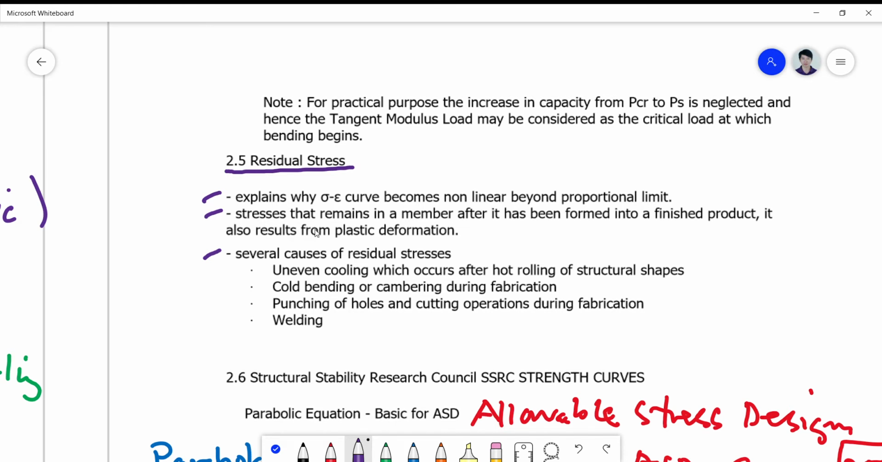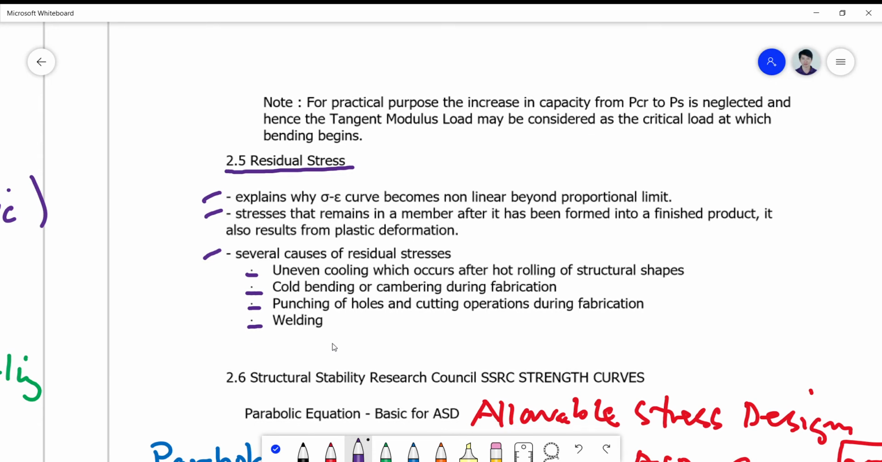Stresses that remain in a member after it has been formed into a finished product and result from plastic deformation. So again, residual stresses are the cause. And several causes of residual stresses due to manufacturing are these ones identified below. So uneven cooling, which occurs after hot rolling of structural shapes, cold bending or cambering during fabrication, punching of holes and cutting operations during fabrication, welding, and a lot more.